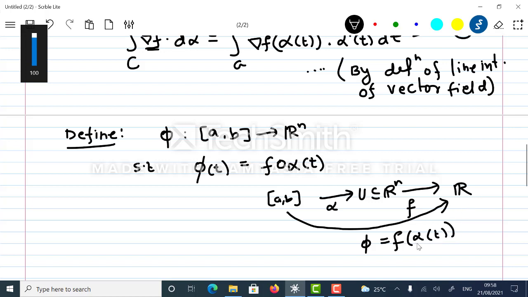So then I'm defining phi, which is equal to f composed with alpha, so phi of t is f composed with alpha. This composition is well defined and it is possible.